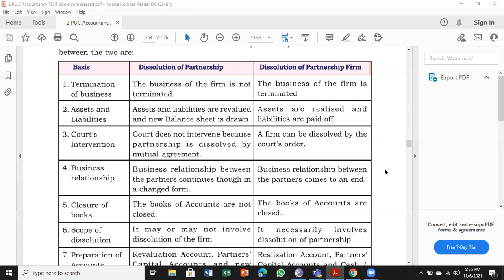That is the meaning. Is it clear? Yes, sir, I understand.